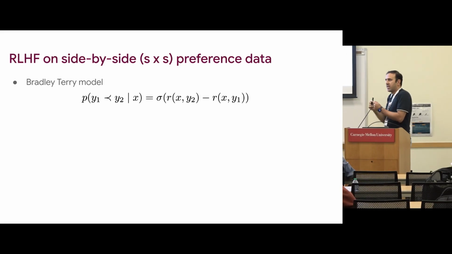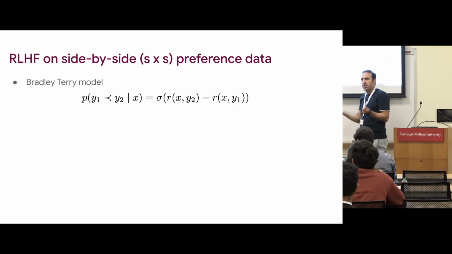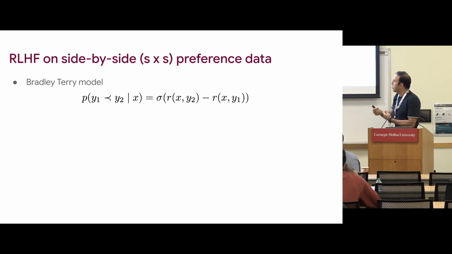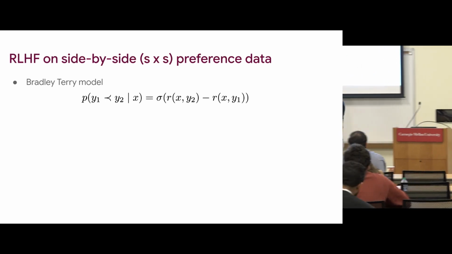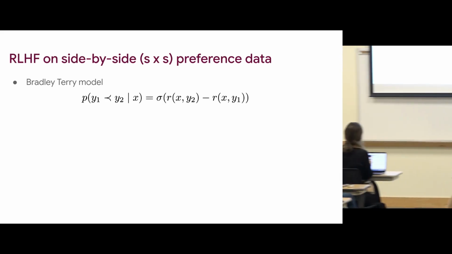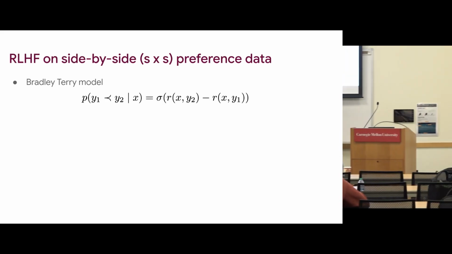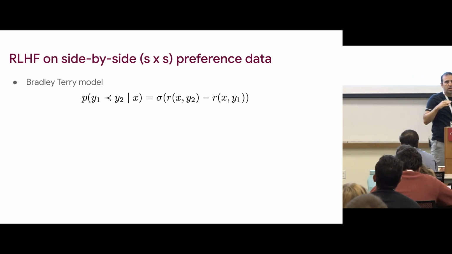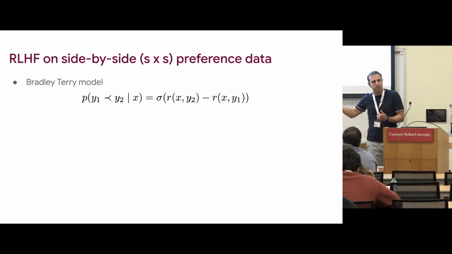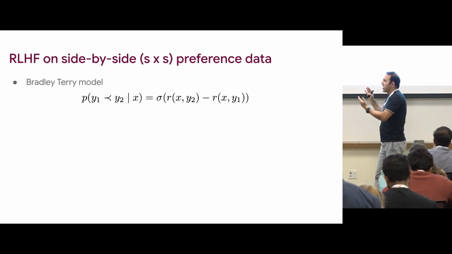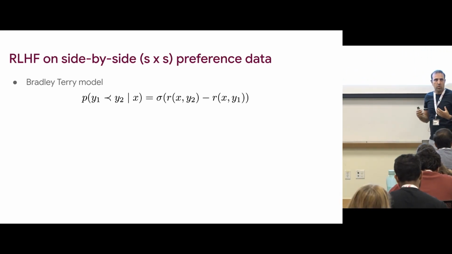So the difference between the scalar rewards captures how much more likely response 2 is preferred over response 1. In the context of safety, you can think that if Y2 has a much higher reward than Y1, then it's much more likely to be safe. So it's a model, and like any other model, it has its own limitations.